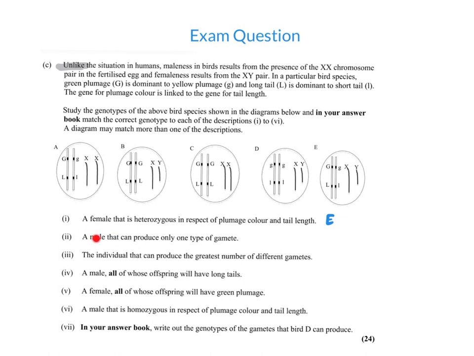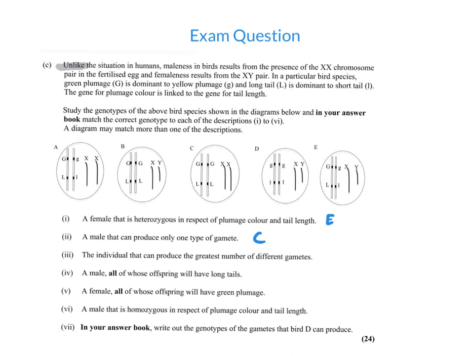A male, so we're looking for a male, so we're looking for XX. So it has to be this one, or it has to be this one. That can produce only one type of gamete, okay? That has to be this one, because they're homozygous. This one here can pass off a capital G or a small g, or a capital L or a small l. This is restricted to capital G's and small l's. So that's going to be C.